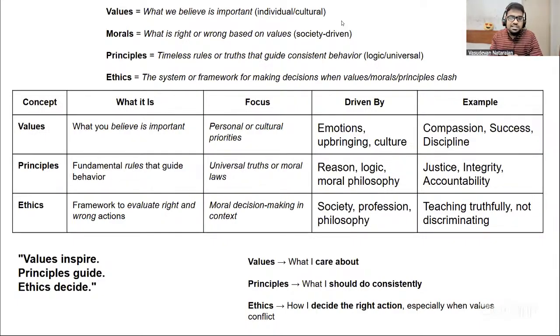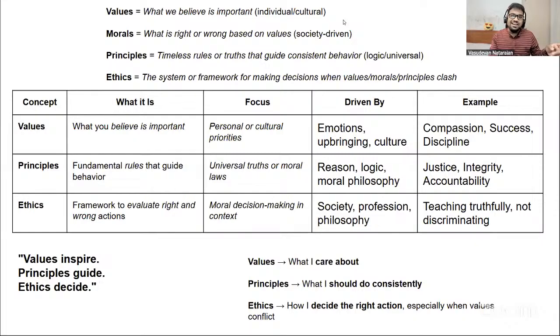Similarly, right after that, there's something called morals, which is very close to values. What is right or wrong based on values? Now, this is completely not only individual driven, but also society driven. This society, when I talk about it, is also the influence of the parents. Just because a parent supports a political party, the children of the same family start supporting the same party. Something like that.